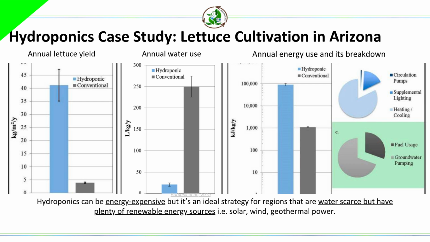However, it is an ideal strategy for regions that are water scarce but have access to plentiful renewable energy sources like solar, wind, or geothermal power. By combining hydroponics with renewable energy, farmers can grow crops efficiently without overusing limited water resources, making it a sustainable solution for dry regions like Arizona.